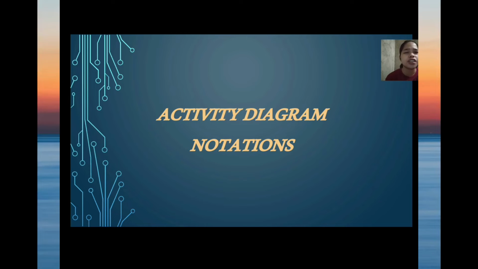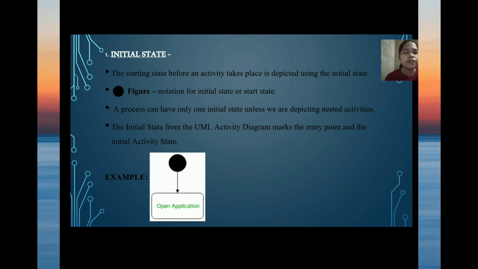Activity diagram notations. The first notation of the activity diagram is the initial state. The starting state before an activity takes place is depicted using the initial state. Ang starting state daw is sa wala pa ang usa ka activity nga mahitabo is ginarepresent siya gamit ang initial state. As we have seen, there is a figure of a black filled circle.